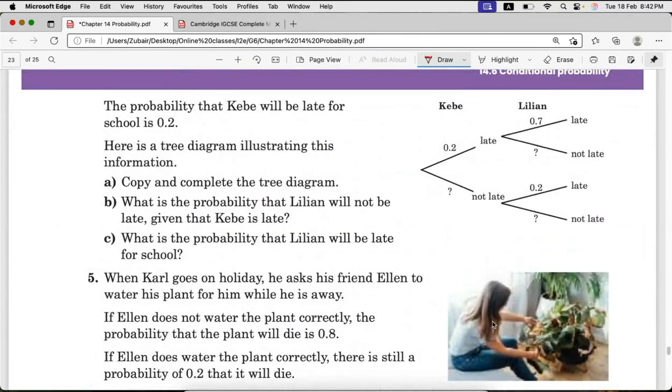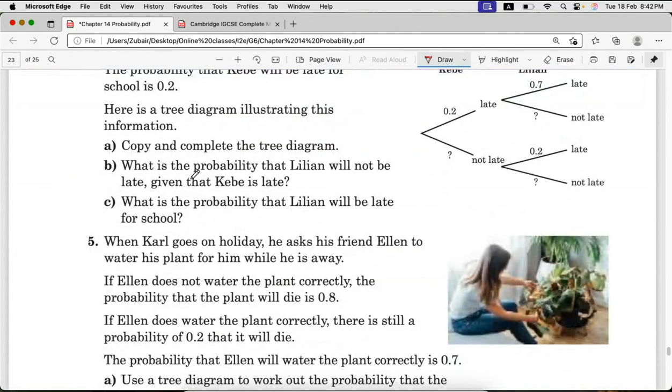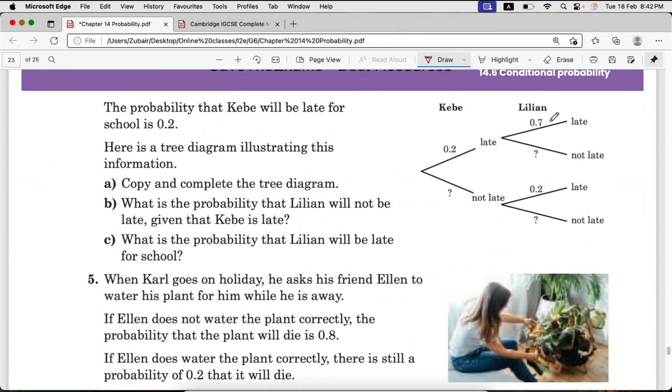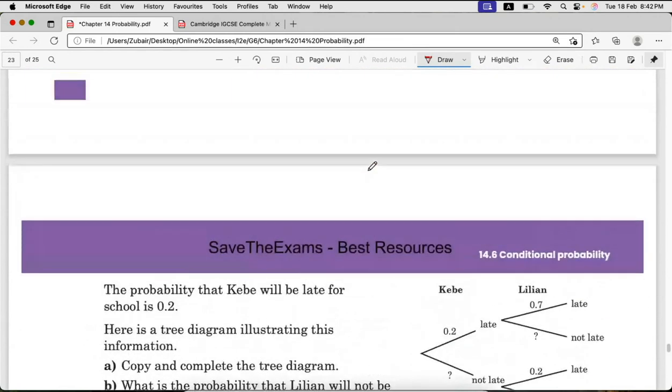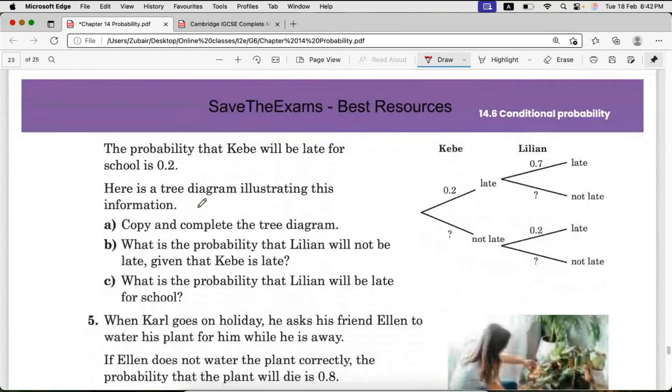Let's try this tree diagram. If Kebo is late for school, the probability that Leland is late for school is 0.7. Okay, if she's late, the probability is 0.7. And if Kebo is not late for school, there is still a probability of 0.2 that Leland will be late. So this complete should be 1: if that's 0.2, not late is 0.8. On the other hand, this is 0.3 and 0.2, this is 0.8. Tree diagram done.